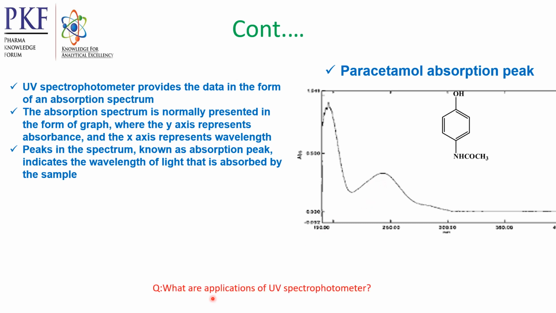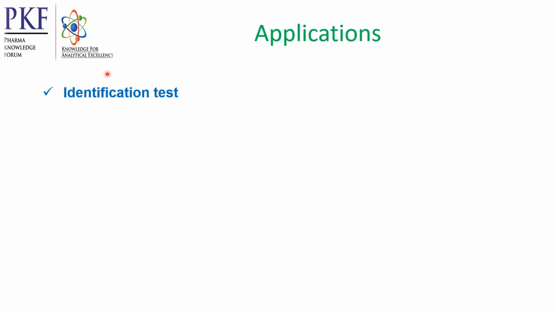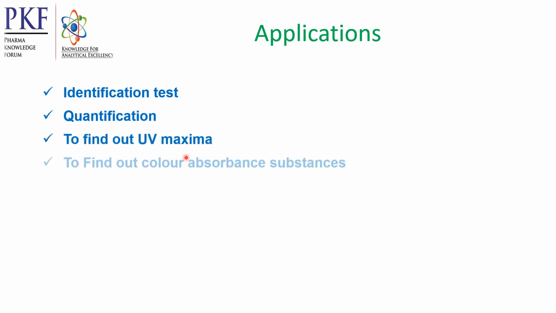Now the question is, what are the applications of a UV spectrophotometer? I am going to discuss in the next slide. A UV spectrophotometer is widely used in the industry for identification tests, for quantification like assay and content tests, to find out UV maxima, for UV analysis to find out color absorbing substances, and to find out pKa.